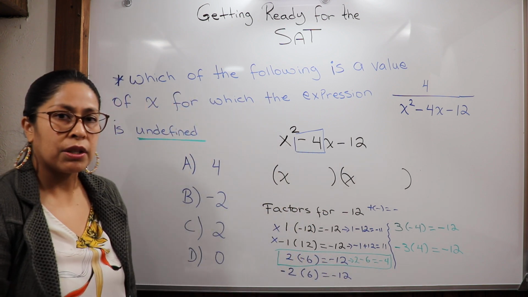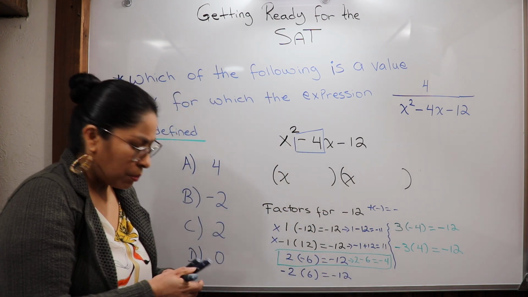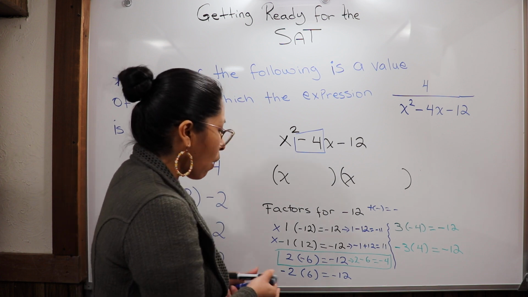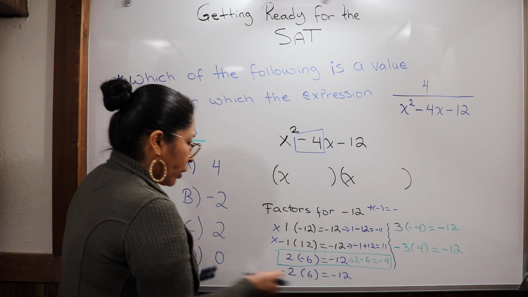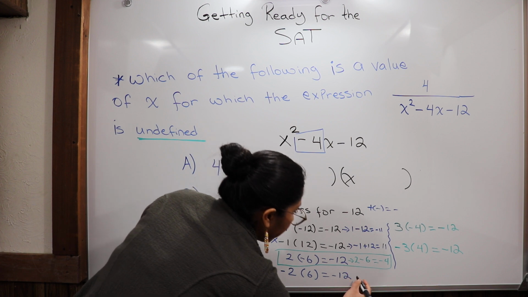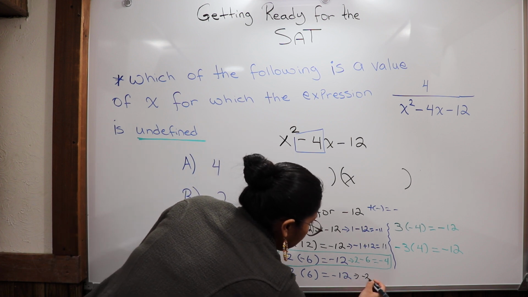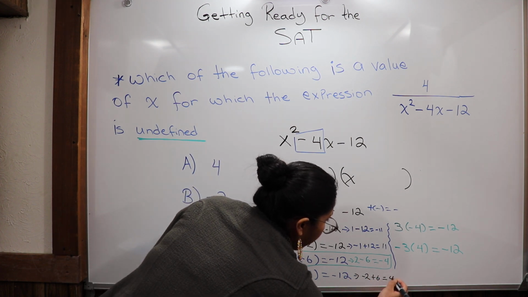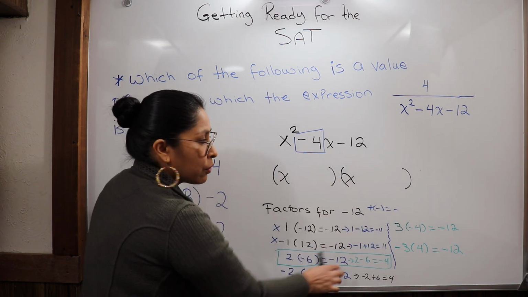So that means I have the two factors. Just to make sure, I'm going to show you that this is the only one that's going to work. Let me do this really fast. This is going to be negative 2 plus 6 equals 4. This is negative 4, so it doesn't work.